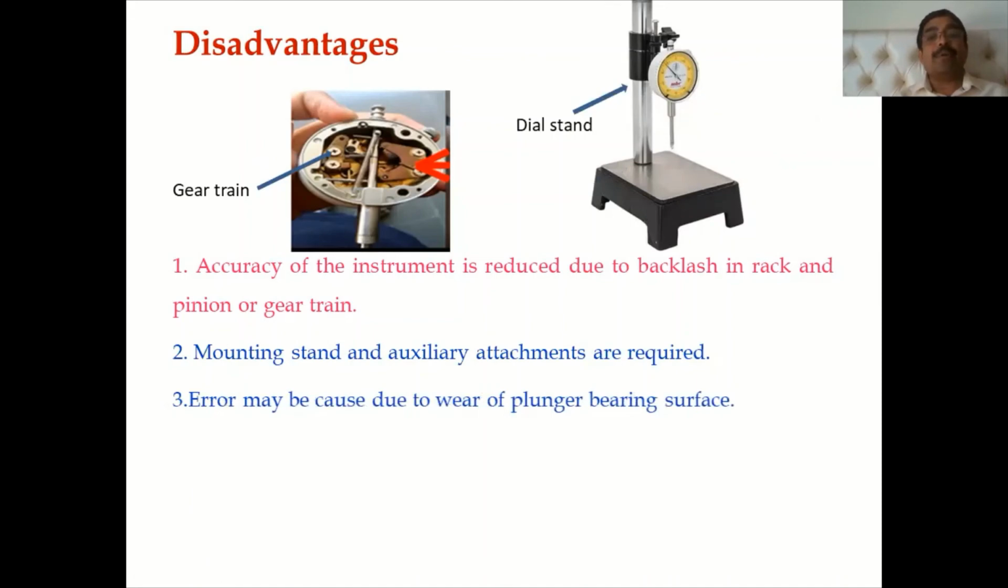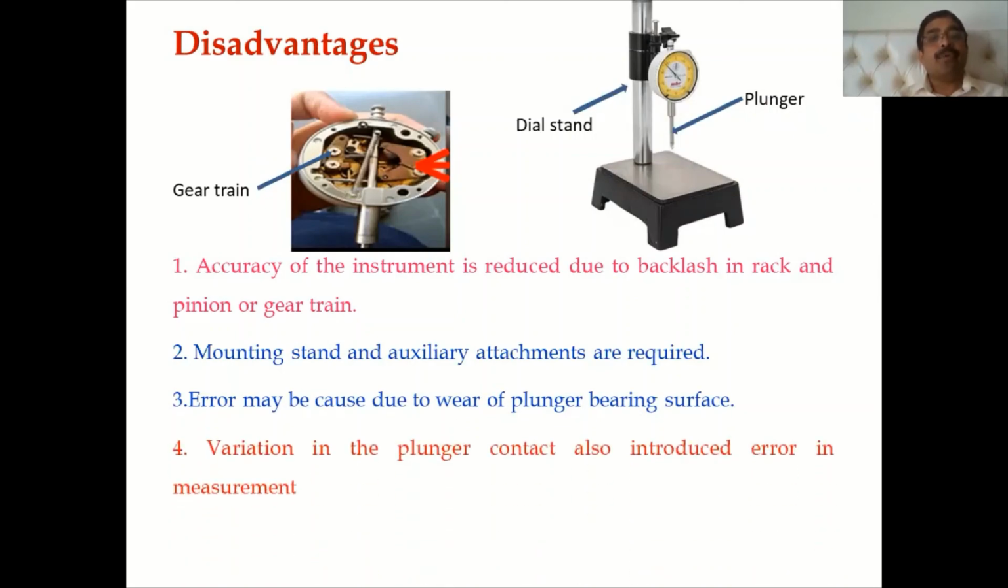Then errors can be caused due to wear of the plunger bearing surface. See, this plunger moves up and down in that stem. So due to that reason there is a possibility of wear out. Then fourth, variation in the plunger contact is also introduced in the measurement. See, what is the meaning of plunger? Here at the end there is a contact point. So it comes in contact with the workpiece. So due to that reason the wear will take place. Okay, that is also a disadvantage there.